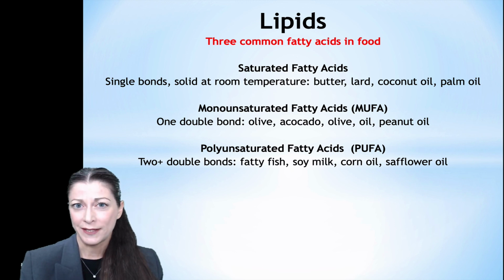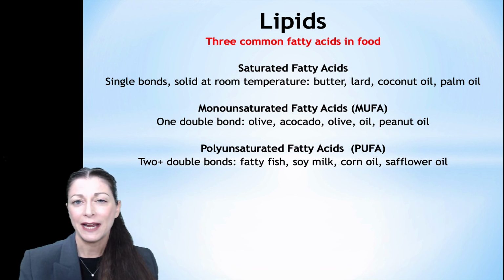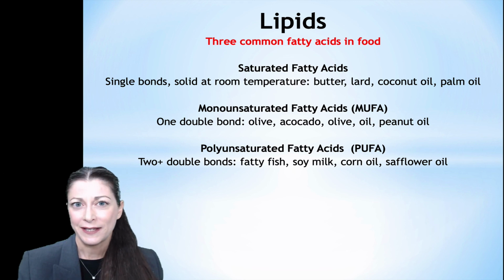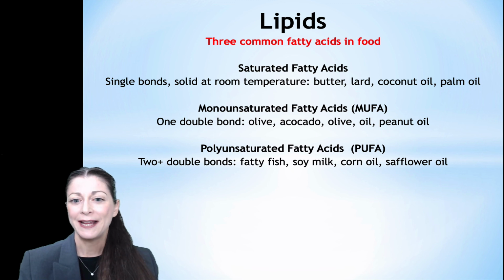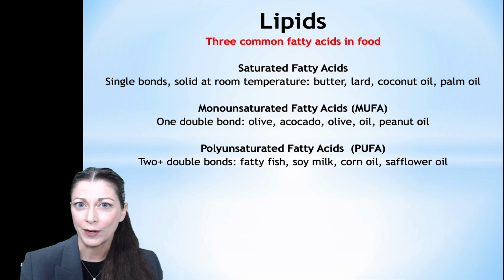A monounsaturated fatty acid has only one double bond. So this is things like olive oil, peanut oil, olives, and avocados. Monounsaturated fatty acids are also called MUFAs. These are good beneficial parts of your diet. Your polyunsaturated fatty acids, or PUFAs, contain two or more double bonds. These are also beneficial products to include in your diet. PUFAs are high in fatty fish, soy milk, corn oil, and safflower oil.